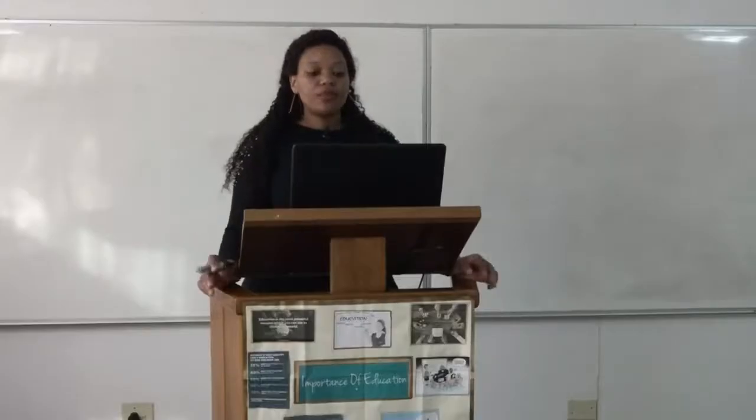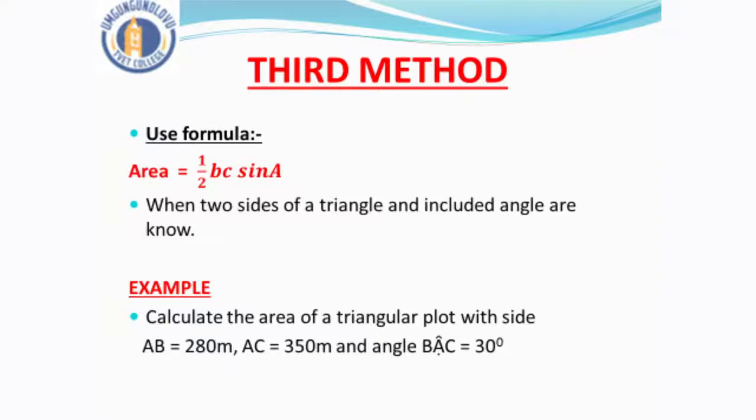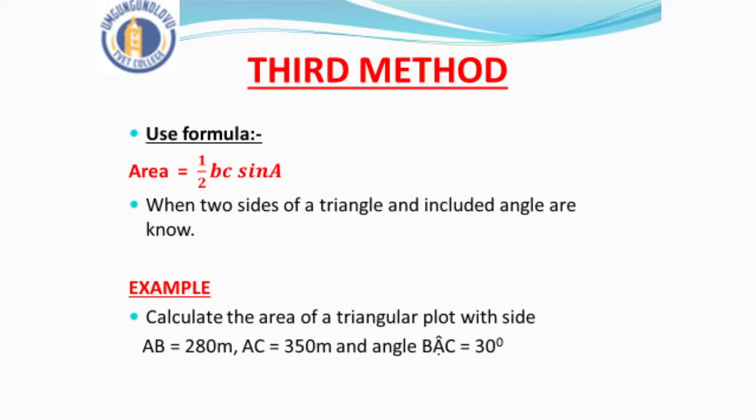Let us go to the third method now. We use the formula area is equal to half bc sine A. So be careful here. It won't always be bc sine A. It can be ab sine C. You don't have to cram it as it is. We use this kind of formula when two sides of the triangle and the included angle are known.